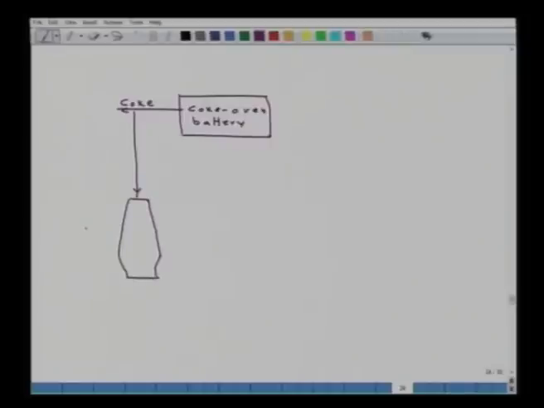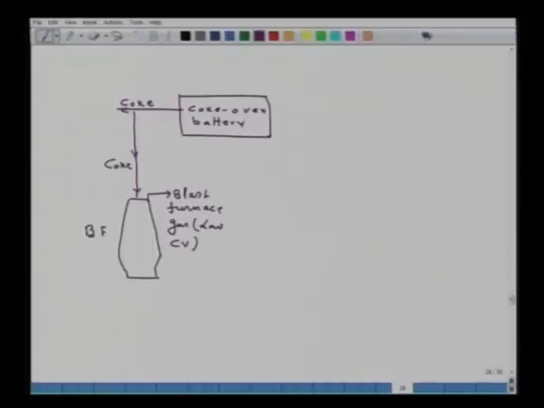So here this is the blast furnace, and here the use of coke. Now we have here blast furnace gas. Low calorific value. Blast furnace gas has a very, very low calorific value.